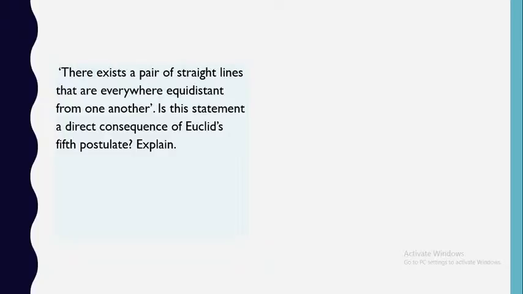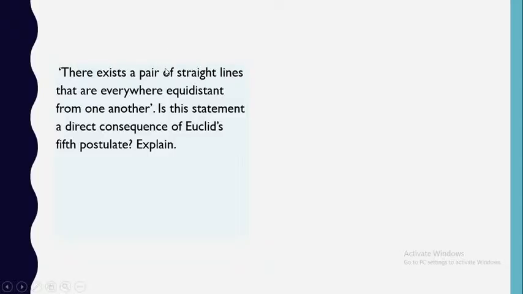Okay, now let's solve a problem. Can you read this question? Lata, can you read this question? Yes, ma'am. There exists a pair of straight lines that are everywhere equidistant from one another. Is this statement a direct consequence of Euclid's fifth postulate? Explain. So we are given a statement: there exists a pair of straight lines that are equidistant from one another. So there are two straight lines and they are equidistant.